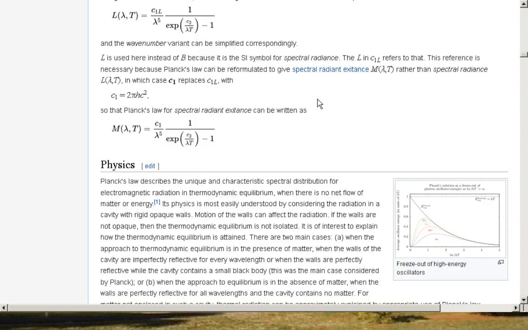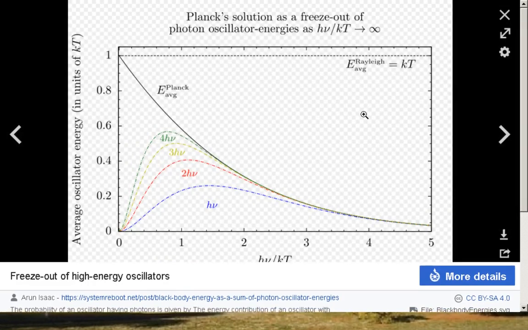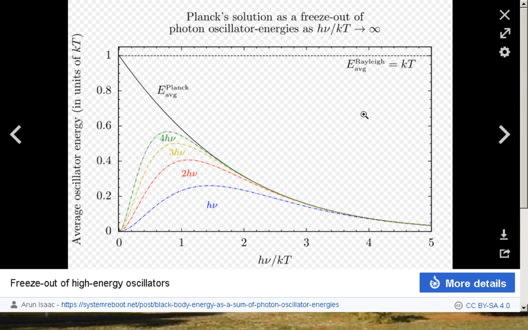Those have to do with energies again. Freeze out of high energy oscillators. Photon oscillator energies as hv over kT approaches infinity. So if you have a lower, oh, this is a negative though. If you have a lower temperature, you can make things go faster, maybe.